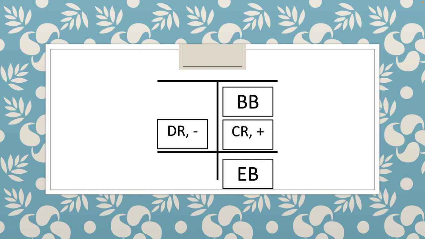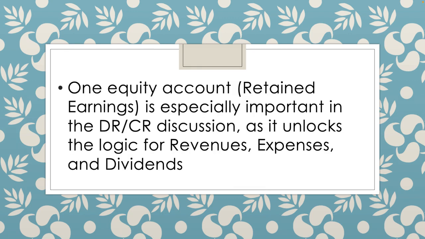Equity accounts for you guys are basically the stock accounts, common stock and preferred stock, and then retained earnings. There are other equity accounts, but those are generally covered in more advanced classes. So here in beginning accounting, those are usually the only equity accounts that we look at closely. If any others pop up along the way this semester, I'll point them out as we go.